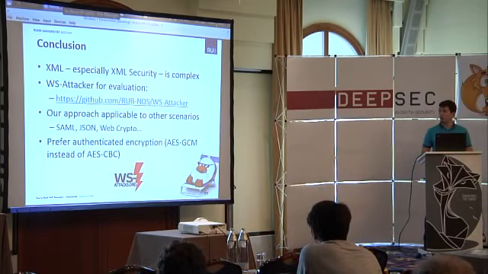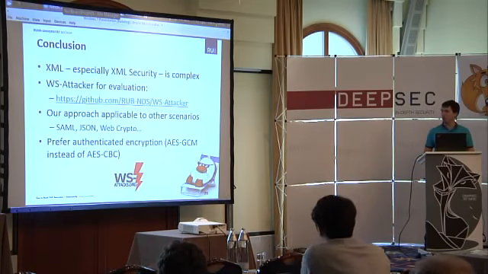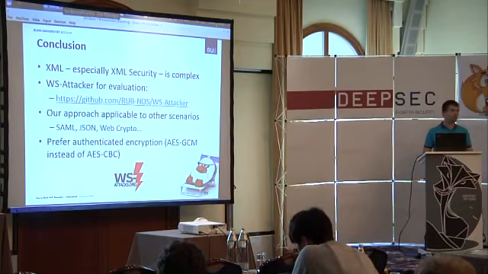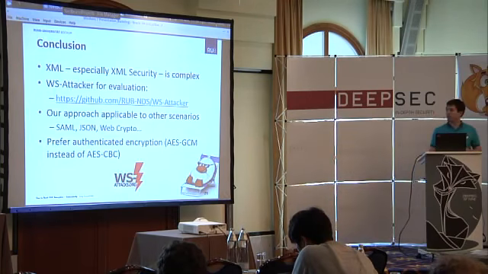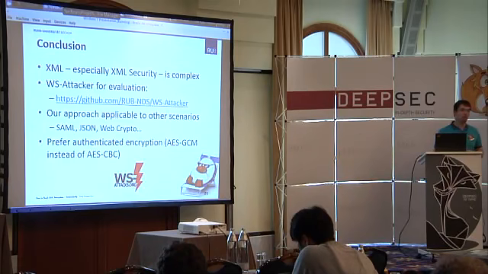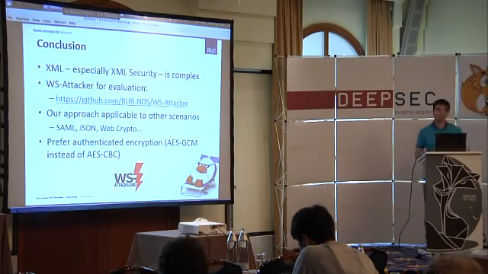So if you want to apply XML Encryption or XML Signature, then please use WS-Attacker for evaluation purposes. And if you are a researcher, then take a look at different standards, because these attacks are applicable also to standards like JSON Web Encryption, and so on, or the Web Crypto API maybe. So take a look at it. And if you are a developer who is deploying secure systems, please consider applying secure standards like AES-GCM instead of CBC. Okay, so this was it.